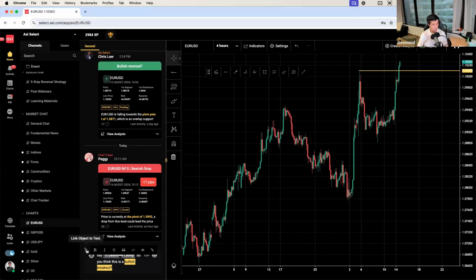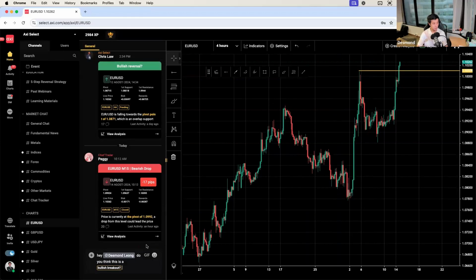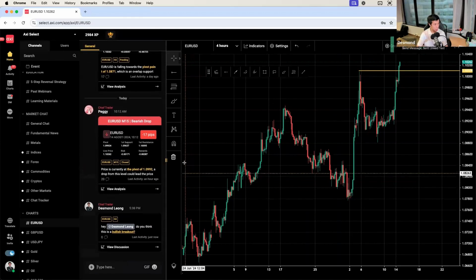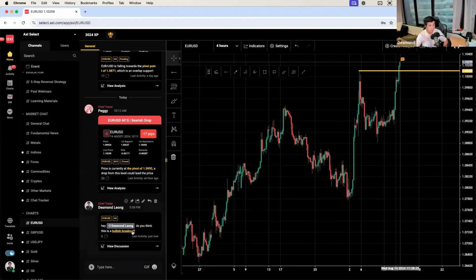Click on this little button at the corner, link object to text, and select the object that you just drew. Okay. Once done, click confirm and you send a message. What happens if someone is reading it for the first time? They say, do you think this is a bullish breakout? When they hover their mouse over it, you can see it light up on the chart right away. Okay. So I know exactly which level you're referring to.